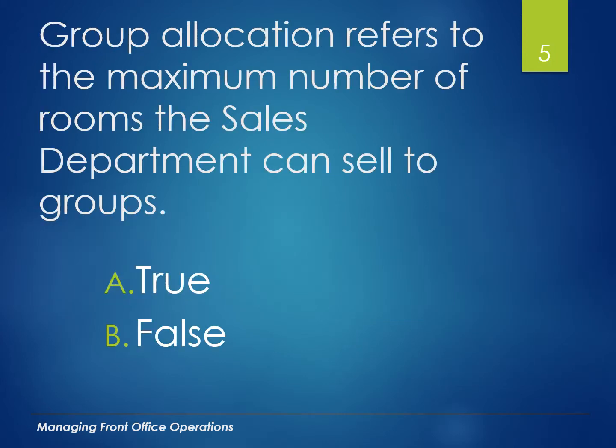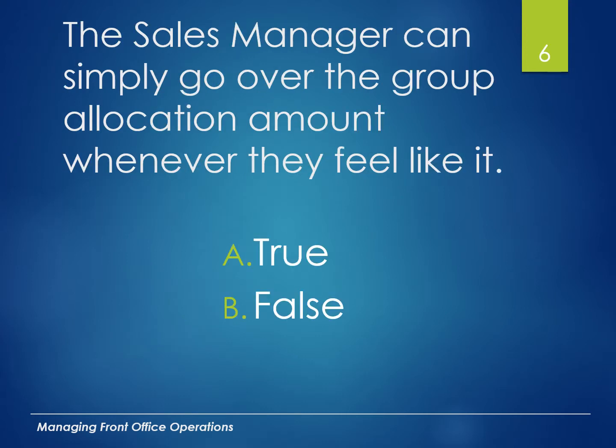All right, so true or false? Group allocation refers to the maximum number of rooms the sales department can sell to groups. The sales manager can simply go over the group allocation amount whenever they feel like it.